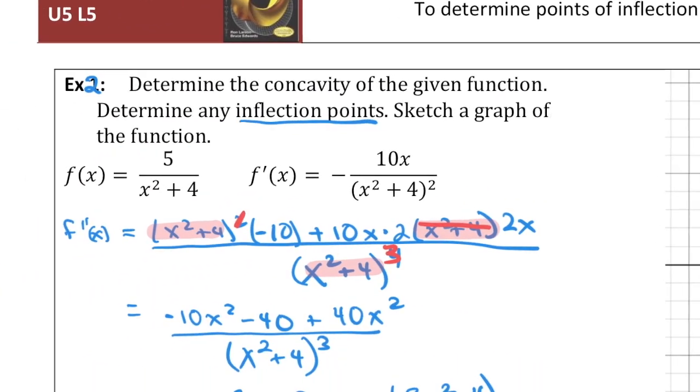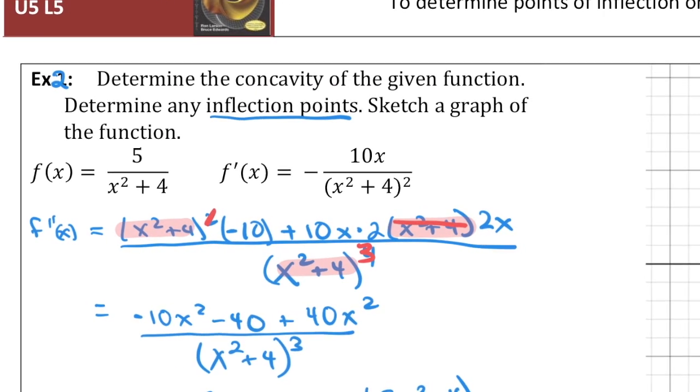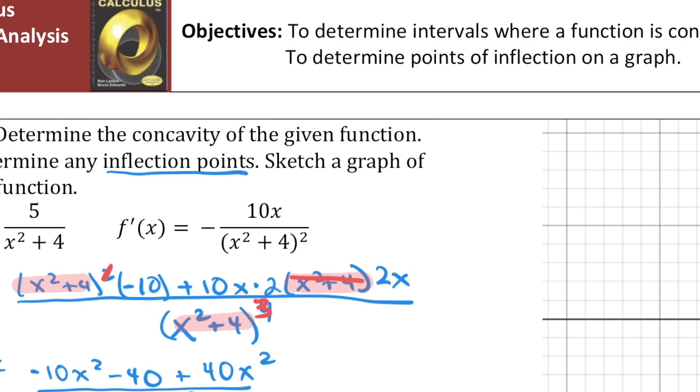So we have f of x equals 5 over x squared plus 4. So if we let f of x equal 0, well, it never equals 0, so we don't have to worry about that. But what is f of 0? F of 0 is equal to 5 over 4. So that gives us 1 point that we could plot.